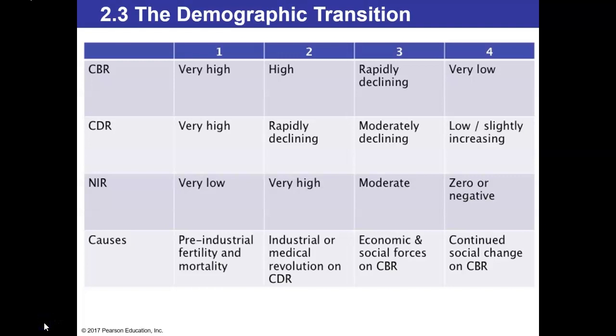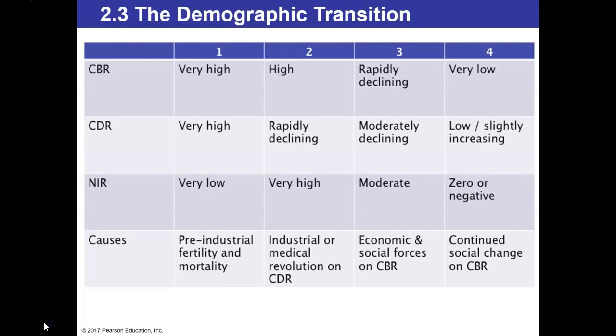It's important to note that Europe and North America entered stage 2 because of the Industrial Revolution. Other countries, however, especially your developing countries that are now in stage 2, actually entered more so because of the medical revolution, the expansion of vaccines, and other ways of treating diseases. This has in large part been made possible by the World Health Organization, which is a branch of the United Nations.